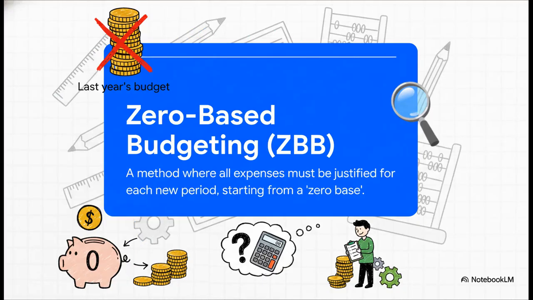Okay, first up in our toolkit, zero-based budgeting, or ZBB. Now, most companies, what do they do? They take last year's budget and just add a little bit, right? Well, ZBB says, nope, forget that. You start from zero. Every single expense, every single dollar has to be justified from scratch. It forces you to critically review absolutely everything.